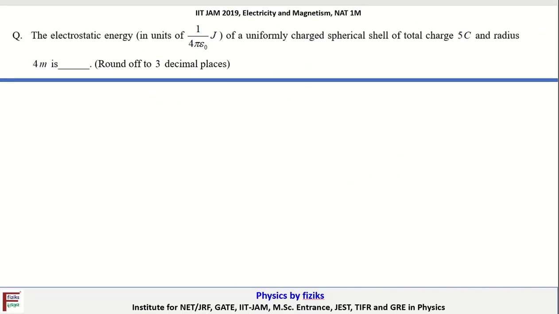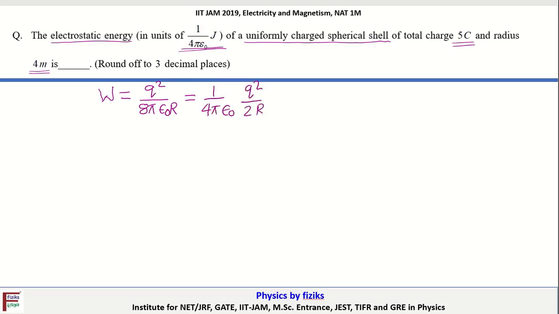So in this question, we have to find the electrostatic energy of a uniformly charged spherical shell of total charge 5 coulomb and radius 4 meter, in the unit of 1 by 4 pi epsilon 0 joules. We know that the electrostatic energy of a uniformly charged spherical shell is Q square by 8 pi epsilon 0 R. Since we have to find it in units of 1 by 4 pi epsilon 0, we can write this as 1 by 4 pi epsilon 0 times Q square by 2R joules.